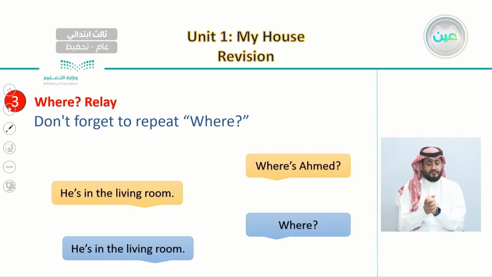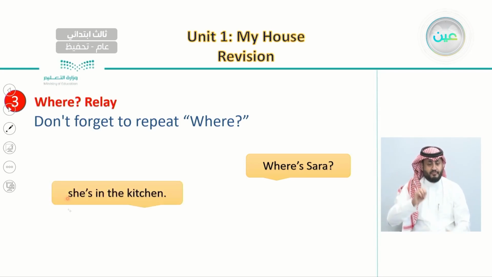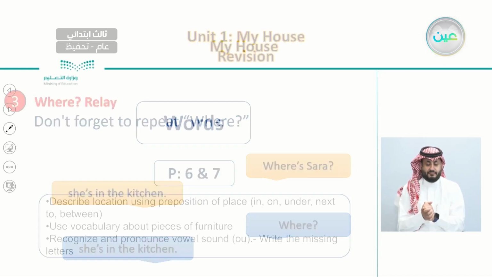And also you can do it with one of the girls, to use the pronoun "she." You can say, "Where is Sarah?" for example. And they would say, "She's in the kitchen." And when you repeat by saying "where," they would say "She's in the kitchen."